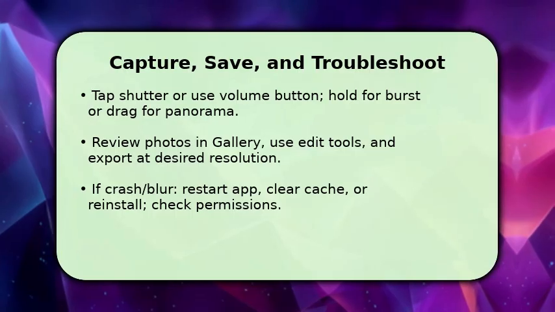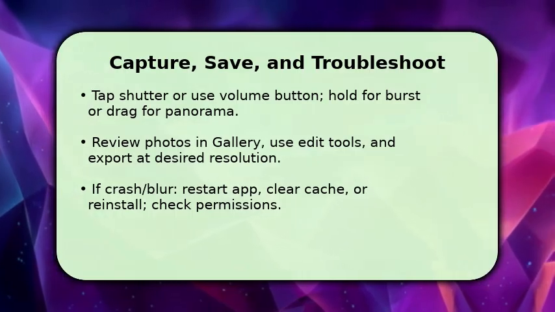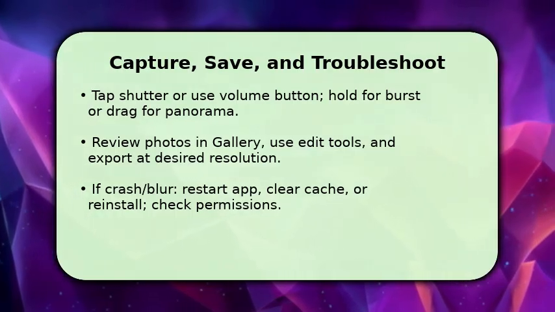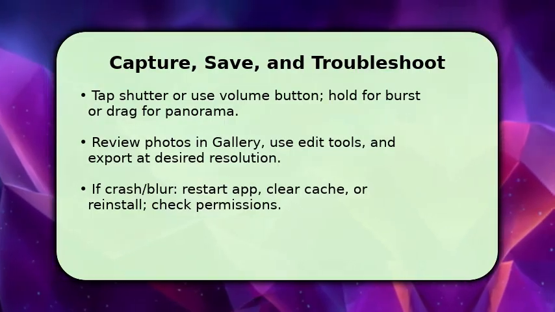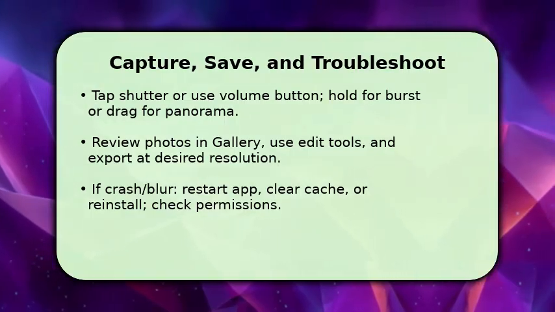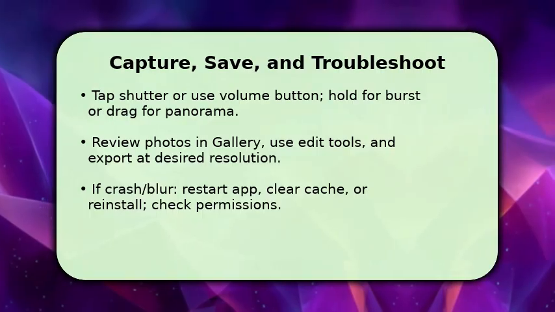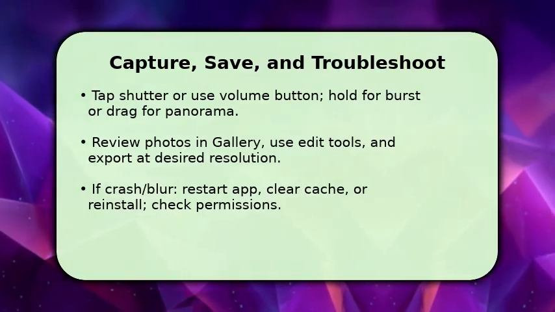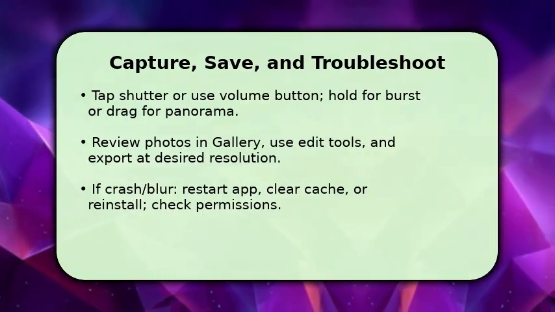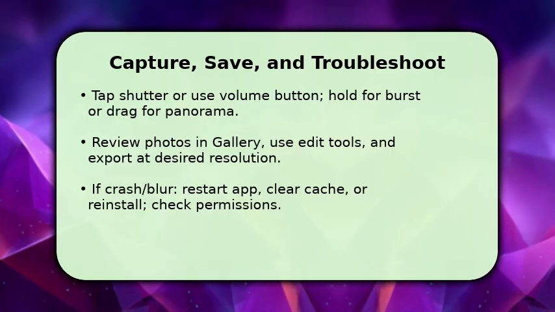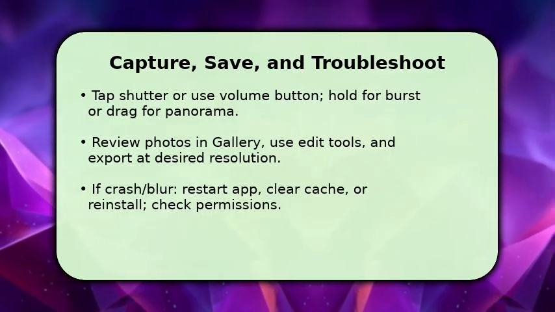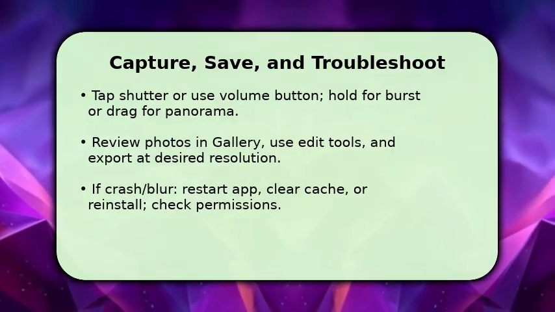Once you shoot, tap Gallery to review, use built-in edits for crop and color, then export at the resolution you need. If images are blurred, the app crashes, or saving fails, restart Camera 360, clear the app cache in settings, and if necessary, reinstall. Also double-check camera and storage permissions. That usually resolves common issues quickly.